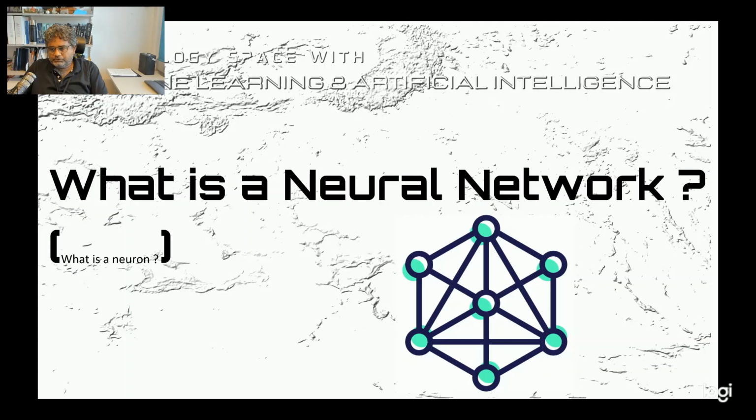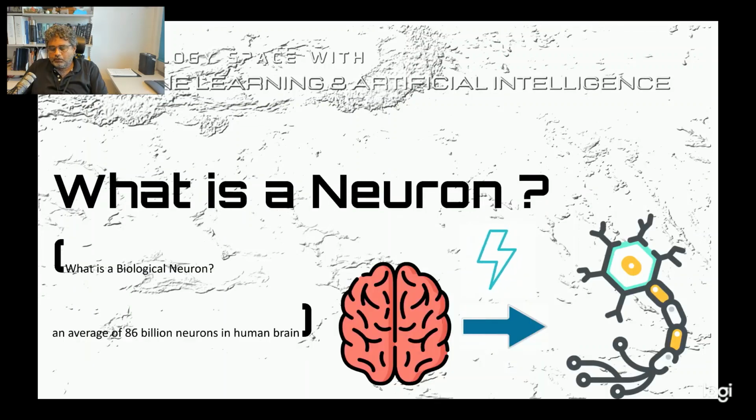Before we talk about the neural network itself, let's take a step backwards. Let's try to define what a neuron is, because the neuron is the building block of a neural network. What is a neuron? Artificial neurons are inspired by the biological neuron. The building block of a human brain can be classified as a biological neuron.